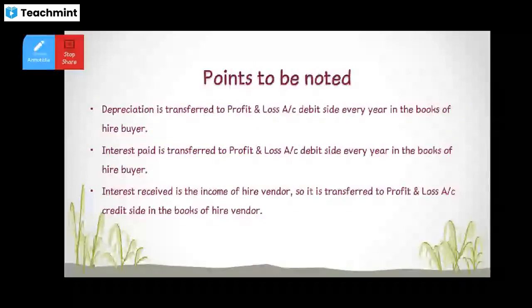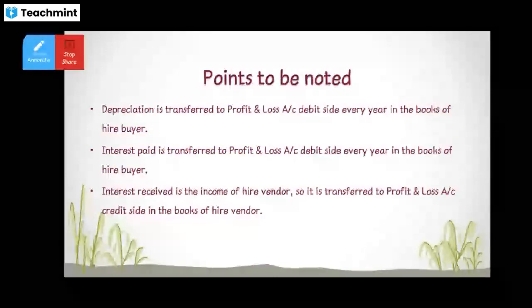Let us see the points to be noted while making these entries. Depreciation is transferred to the profit and loss account debit side every year in the books of hire buyer. Then interest paid is transferred to the profit and loss account debit side every year in the books of hire buyer. And in the books of hire vendor, interest received is the income, so it is transferred to the profit and loss account credit side.